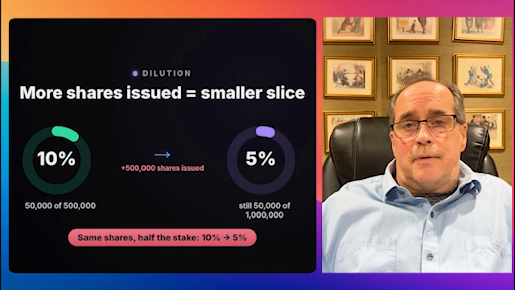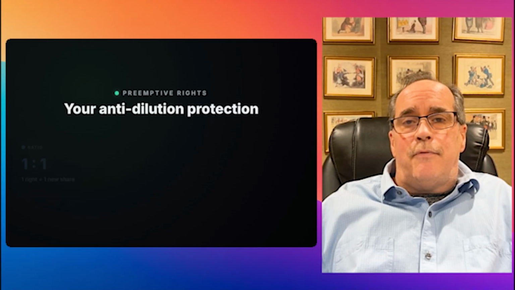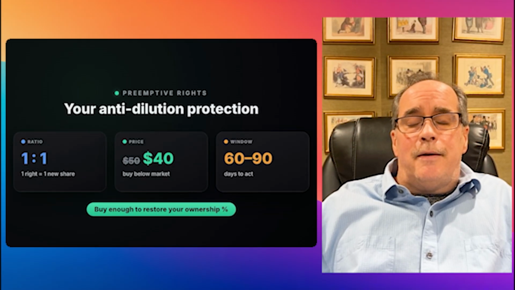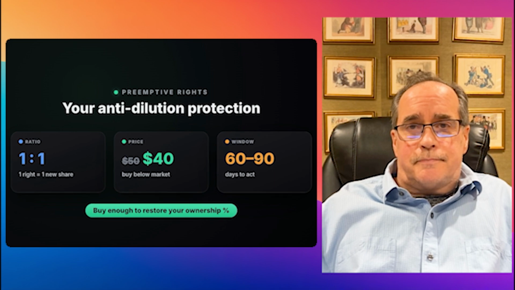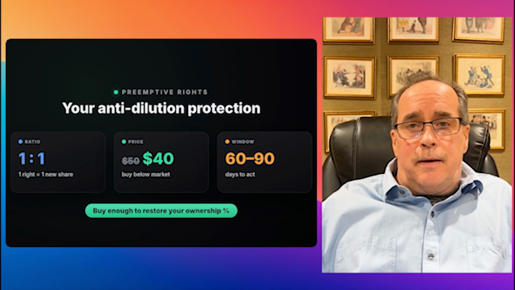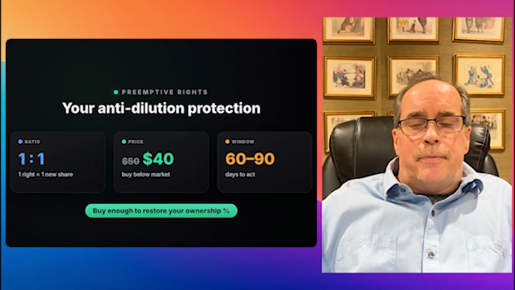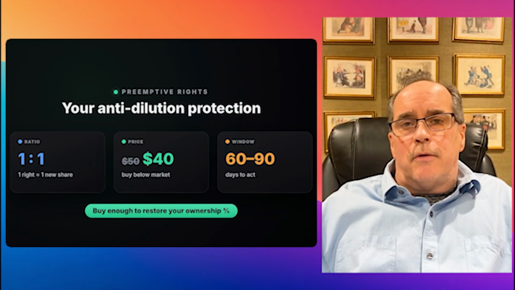So here's what happens. The company gives out preemptive rights. These are nice, okay? A preemptive right gives you the right to buy enough shares to get you back to whatever your original ownership level is. One right is one share. These are short term. They're offered for 60, 90 days, and they do trade on their own.